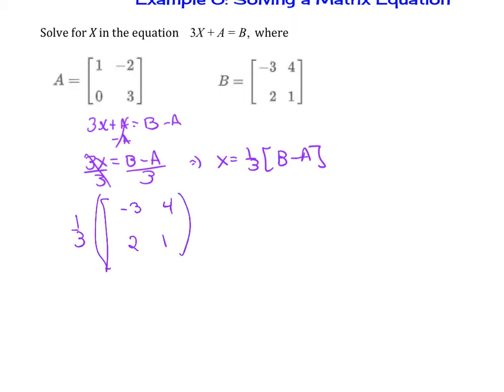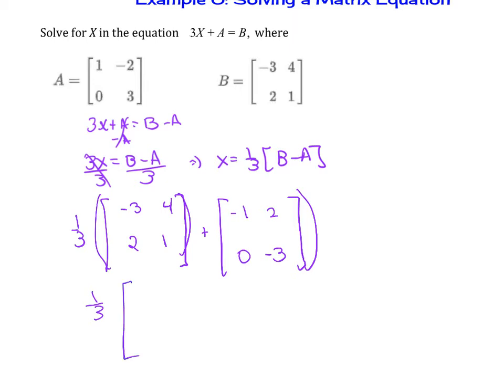And then we're supposed to subtract A. So let's go ahead and distribute that negative into A right away. So that is -1, +2, 0, and -3. Then what we could do in this case is add what's inside the parentheses. So let's simplify it a little bit.